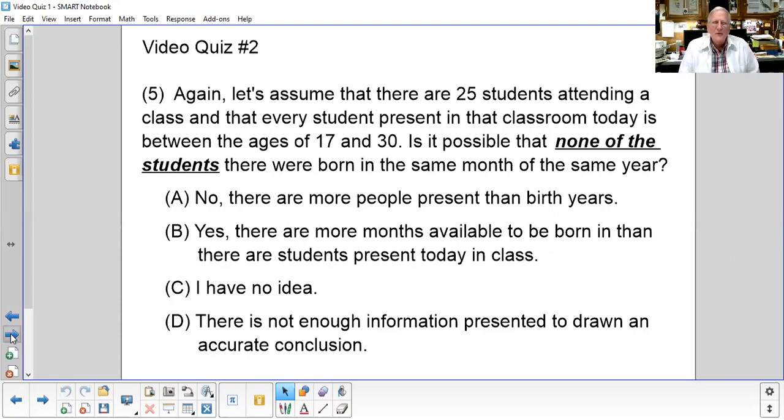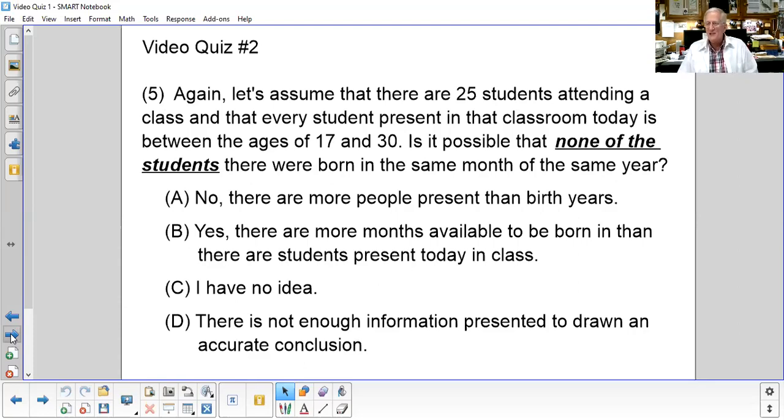Now think about it for a minute. How many months are there in 14 years? A lot of months, right? If you take 14 years on a calculator and multiply it times 12 months in a year, you get 168 months that exist over 14 years.